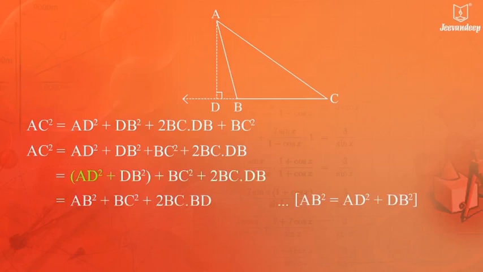Replacing AD square plus DB square by AB square from equation 1, we get AB square plus BC square plus 2BC BD. Thus, AC square equals AB square plus BC square plus 2BC BD. Thus proved.